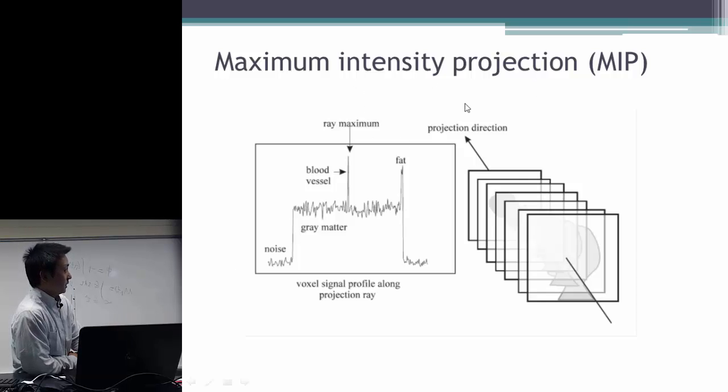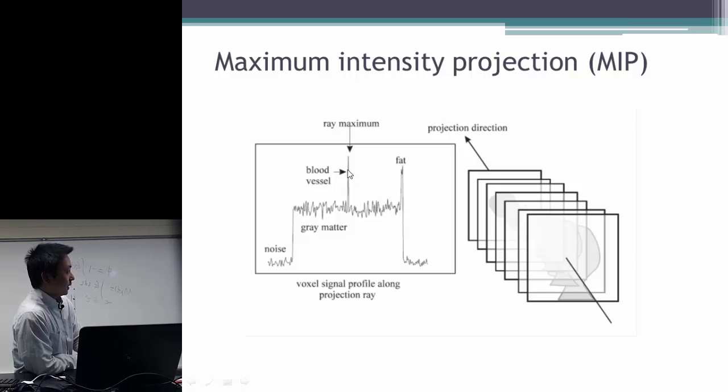So the maximum intensity projection is that we designate a certain projection direction, and then we outline the signal profile along that direction, collapse them, and just take the maximum value for this certain slab range, so that we can then show the blood vessels in this final MIP image.